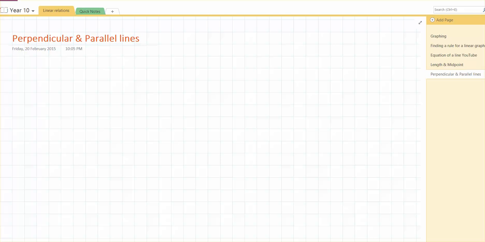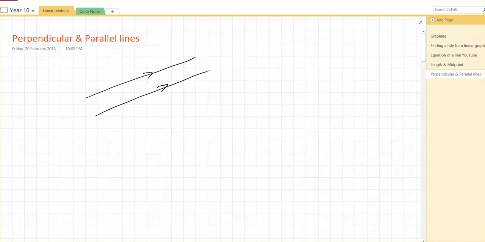So, new section, and that is on perpendicular and parallel lines. We're still within this topic of linear relations. We're looking at lines, and specifically on this occasion we're looking at perpendicular and parallel lines. Well, let's look at parallel lines first, because I think there's a good deal of knowledge about parallel lines.